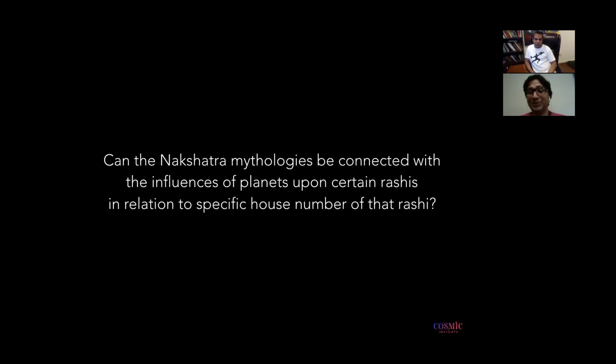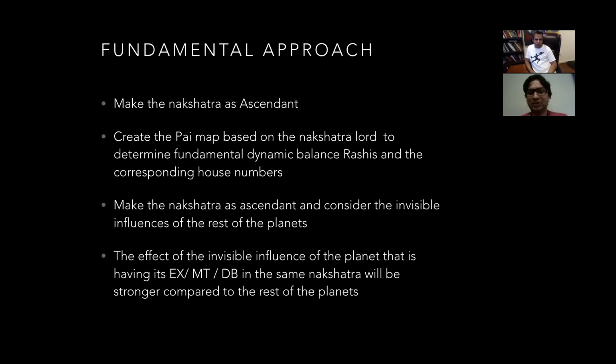And surprisingly, you can. And I'm just going to illustrate this with one particular nakshatra. The fundamental approach here is that I'm making one particular nakshatra the ascendant. I'm creating the pie map based on the nakshatra lord to determine the fundamental dynamic balance rashis and the corresponding house numbers. This is level one, where you look at the nakshatra lord, look at the rashis connected with the nakshatra lord, and then identify the numbers there. But the third step here is to make the nakshatra the ascendant and consider the invisible influences of the rest of the planets around it.